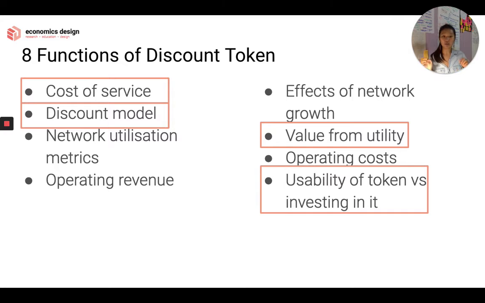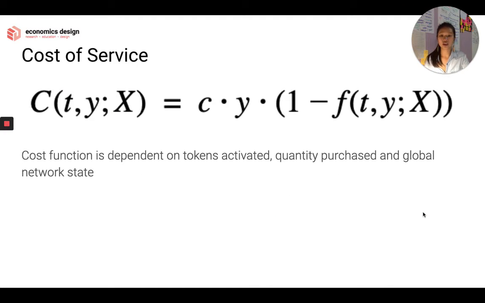I really want to talk about those highlighted in the box. So we're going to talk specifically about the cost of service and the discount model. All of them have math in them anyway, and these are the foundational formulas for you. Value from utility, as well as the usability of tokens versus investing. So let's get started with the cost of token.